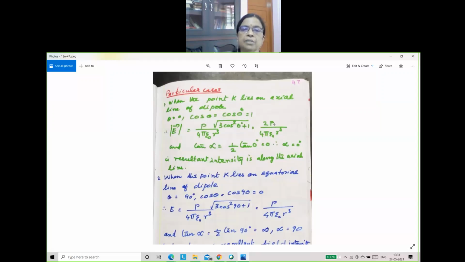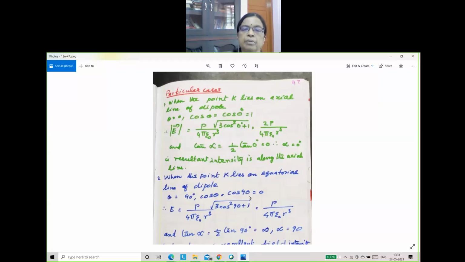അപ്പോൾ 2p എന്നായി കണ്ട. അപ്പം നമുക്ക് നേരത്തെ കിട്ടിയ എക്സ്പ്രഷൻ കിട്ടില്ലേ? ഫോർ എ ഷോർട്ട് ഡൈപോൾ, വാട്ട് ഈസ് ദ ഇലക്ട്രിക് ഫീൽഡ് ഇന്റൻസിറ്റി? 2p by 4 pi epsilon 0 r cube. And its direction tan alpha equal to half tan 0. Tan 0 we know 0. So we get tan alpha 0 എന്ന് കിട്ടി. Tan alpha 0. അപ്പോൾ alpha also 0 എന്ന് കിട്ടി. Along the axial line ആവുമ്പോൾ കേട്ടോ. Resultant intensity is along the axial line.